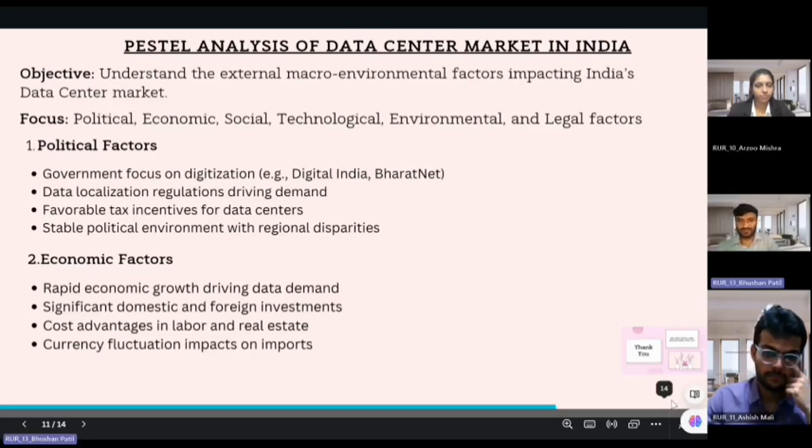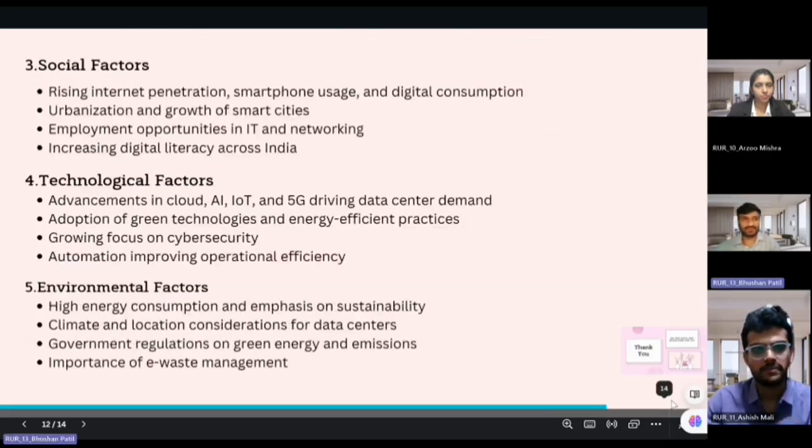Then we are now talking about social factors, like digital adoption. The increase in digital adoption in various sectors like banking, healthcare, and education is driving the need for reliable data storage and thus boosting the data center market. Urbanization and growth of smart cities. The rapid urbanization and growth of smart cities create demand for local data center processing, leading to the establishment of more data centers. Then employment opportunities in IT networking, as well as an increase in digital literacy in India.